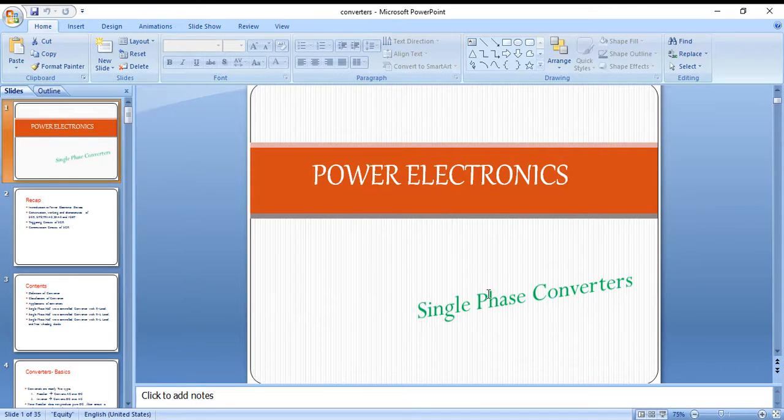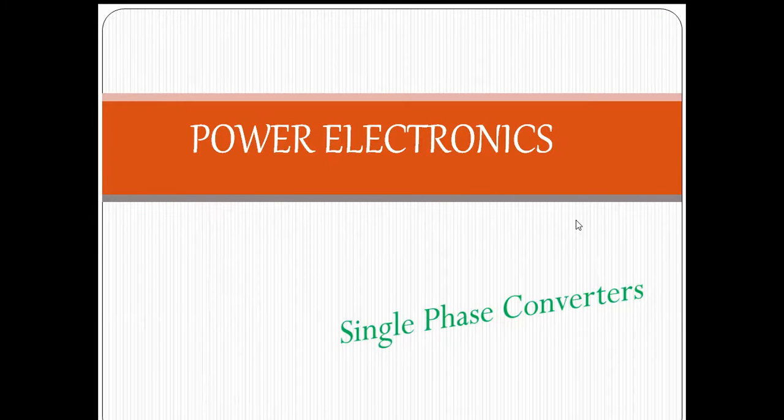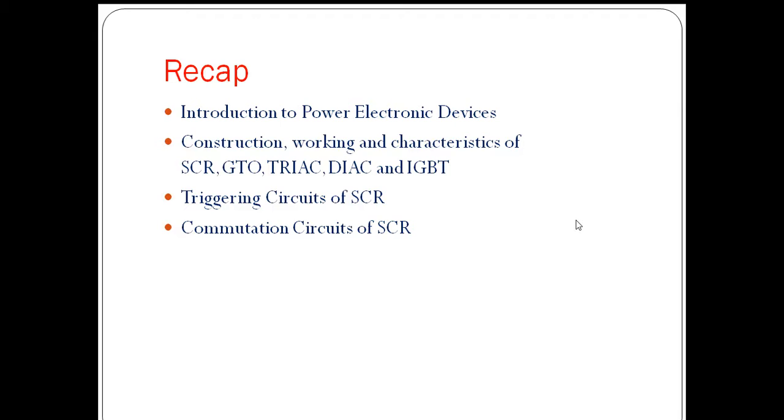Hello, my dear students. In the last lectures, we have discussed various power electronic devices. In that, we mainly concentrated on the construction, working, and VI characteristics of devices like SCR, GTO, TRIAC, DIAC, and IGBT. We have also seen the triggering circuits of SCR and the commutation circuits of SCR.